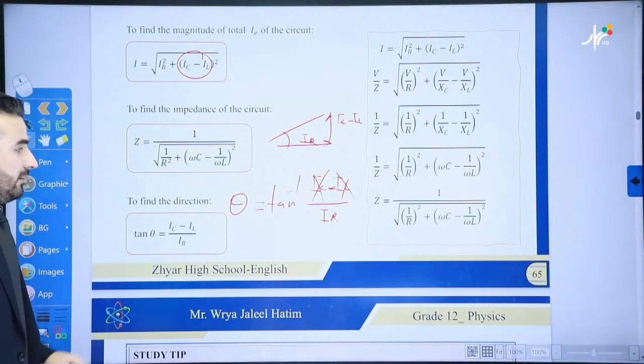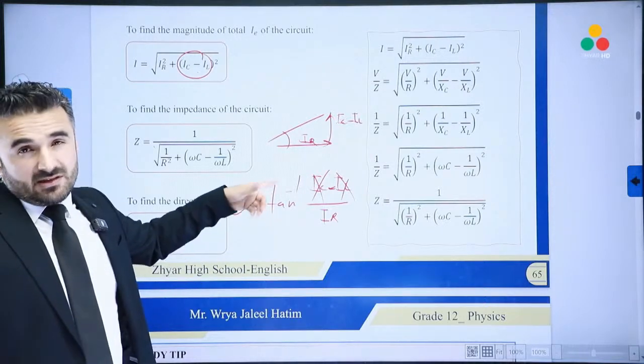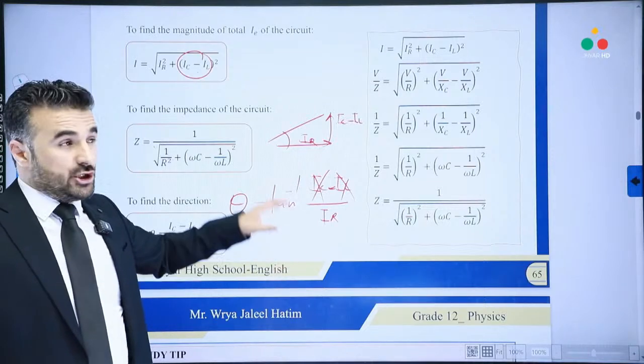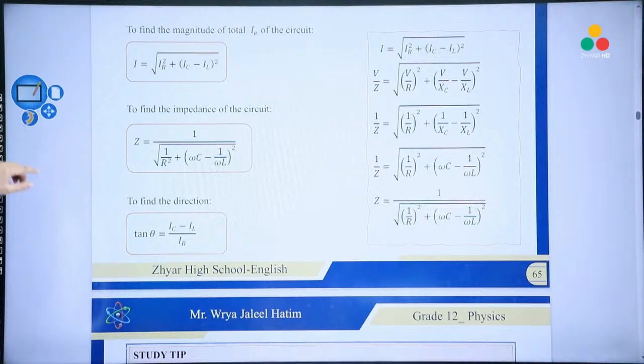But this is how you find the angle, but it's very important not to forget, if you get a positive value here, that means the current is leading. If you get a negative value, that means the current is lagging, which is quite opposite, or you can say exactly opposite to a series circuit.